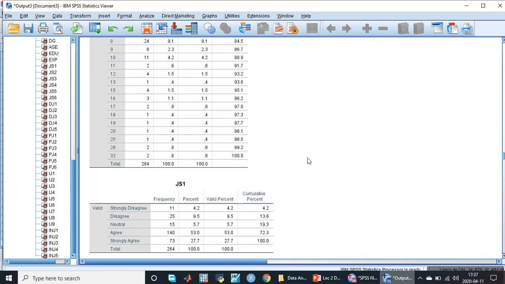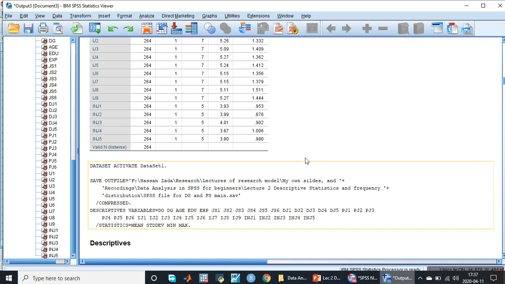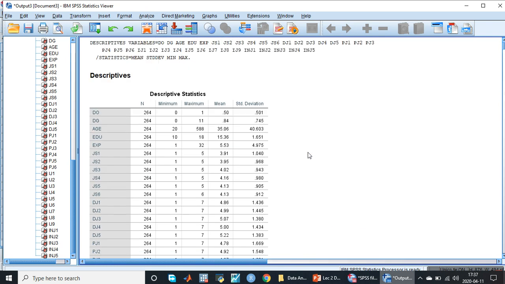So these are the step-by-step approach of descriptive statistics and frequency distribution. Thank you very much.